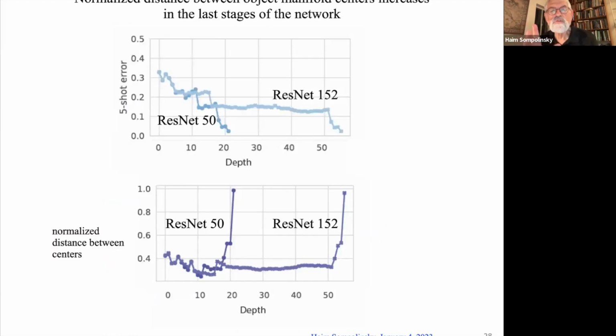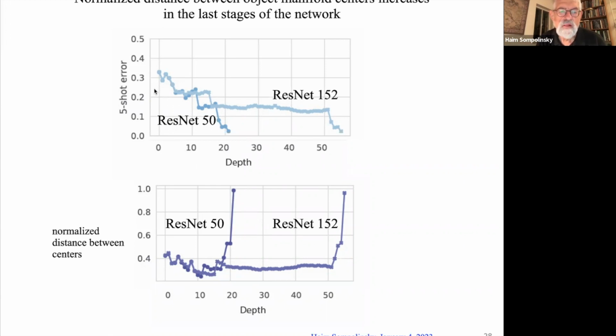Okay, an interesting question is how this propagates through the layers. If you do this task, this learning, at what stage does this behavior emerge? And so this is a function of the depth for ResNet 50, ResNet 152.